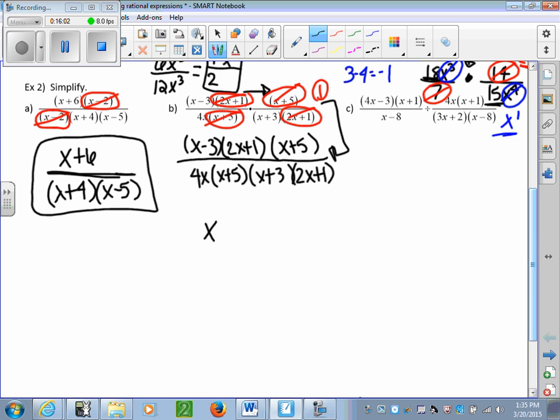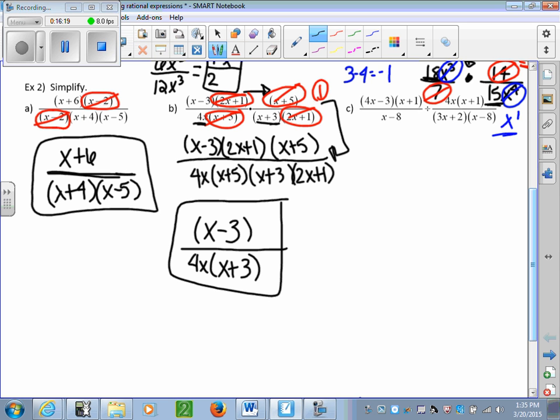I have an x minus 3 in the numerator. And in the denominator, I have this 4x left over, this 4x, and this x plus 3. Don't try to cancel that with the x minus 3. They're not exactly the same. They don't cancel, okay? So that's all you do there.